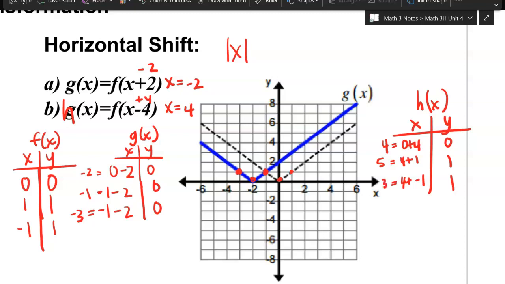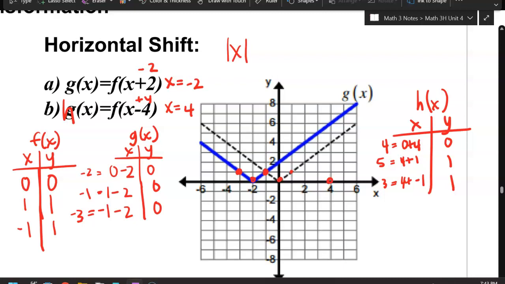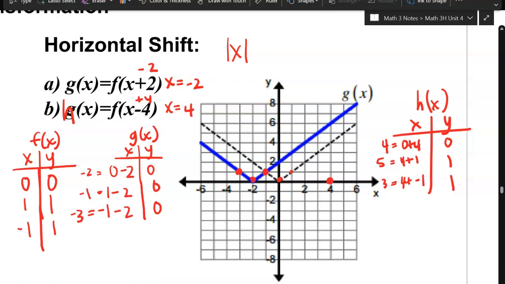All right, let's plot those. So 0, 4, or 4, 0 is going to be here. And then we have 5, 1, and 3, 1. And then you sketch it to match your parent function.